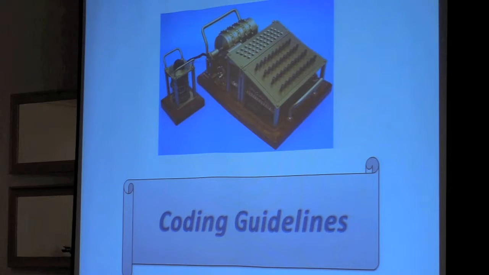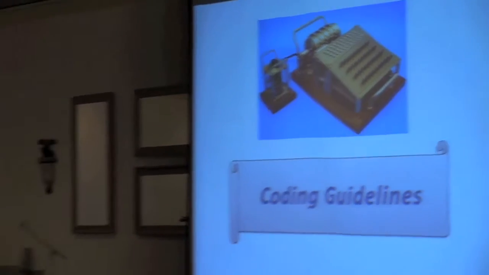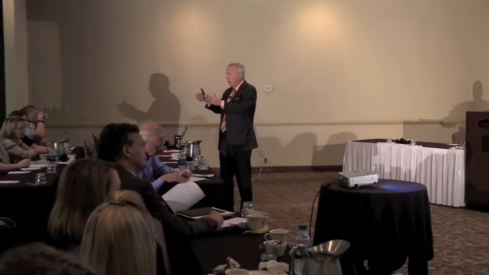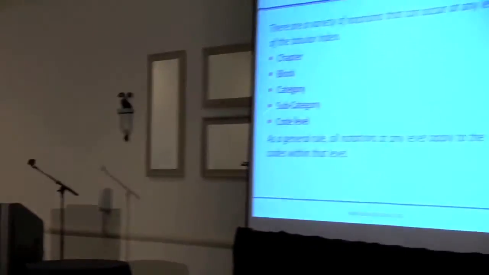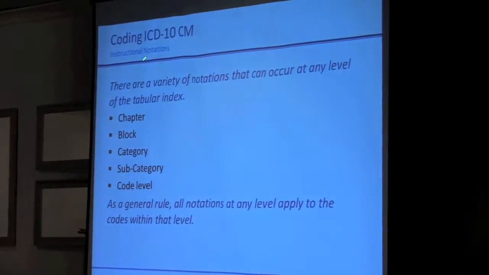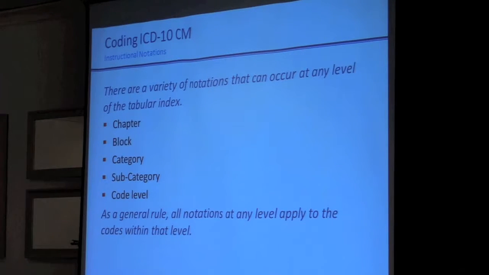Now I think that internally you need to really have some intensive orthopedic coding training, right? Specifically focused on that because it's going to be very different, and that's really sitting down and doing the heads down work. We're going to touch a little bit on that today, but we're not going to cover enough of that. So the coding guidelines, you'll see instructional notations. In all of these different areas, the chapter, block, category, subcategory level, there are a variety of notations and they can occur at any level. The rule is whatever is stated up here applies to all the children.